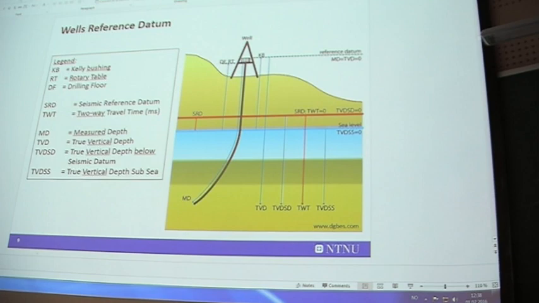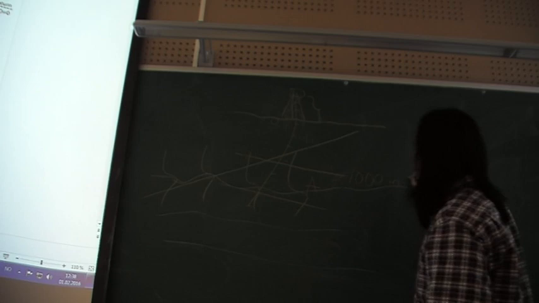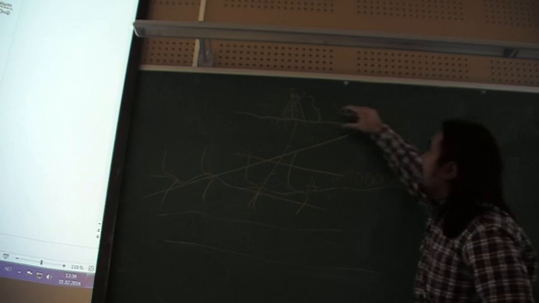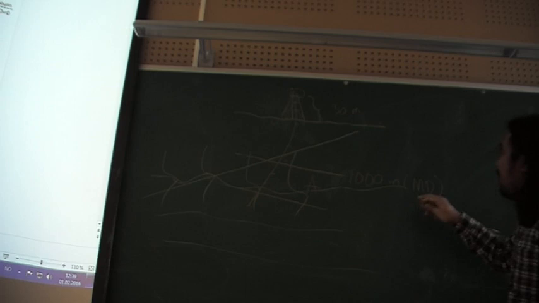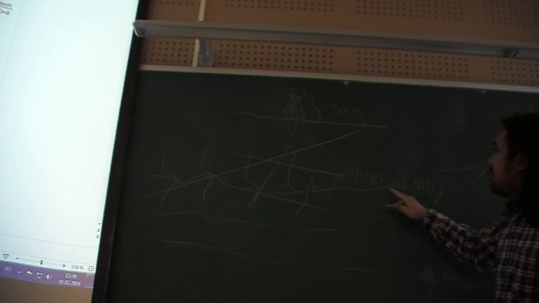Because, for instance, we have a formation A here at 1,000 meters. But this is MD, measured depth, measured along the well path. Then you have 30 meters of calibration, I mean, from sea level to calibration is 30 meters. If you put your 30 meters here, and then you send your drilling proposal to the driller, you will miss your formation by 30 meters. Then the drillers will kill you.